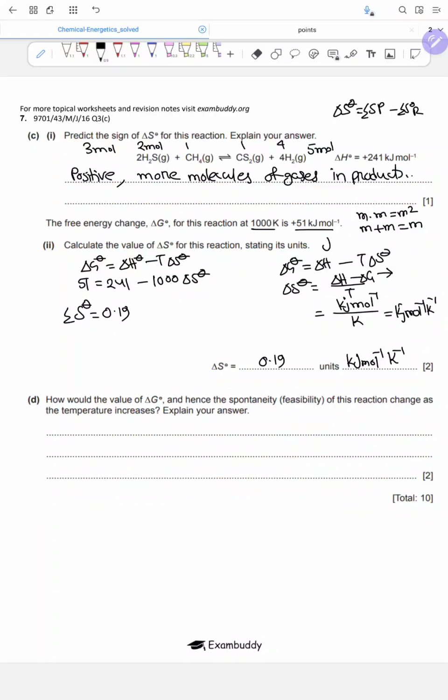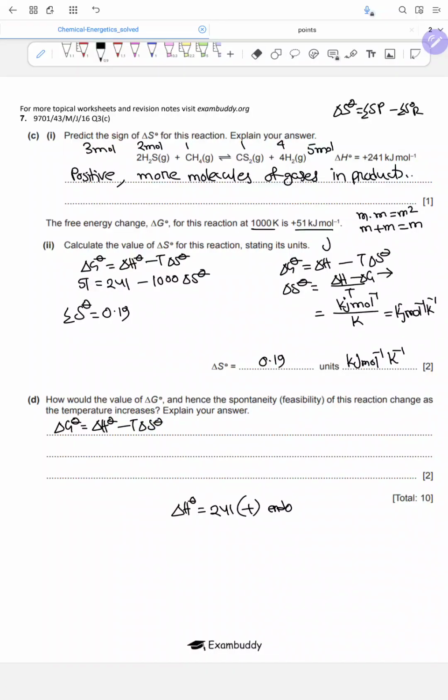Now the third question: how would the value of G, and hence the spontaneity of this reaction, change as the temperature increases? So we already know that the enthalpy change of reaction is 241 kilojoule. That is a positive value. It's an endothermic reaction. And the Gibbs free energy equation states enthalpy change minus temperature and entropy change.